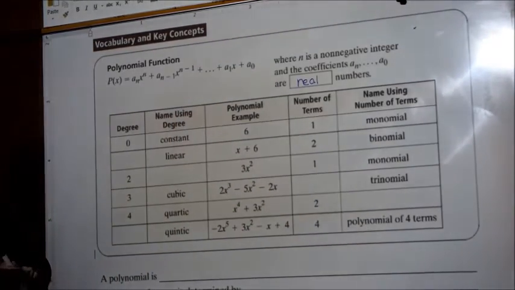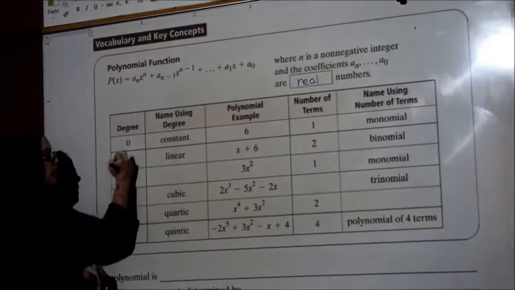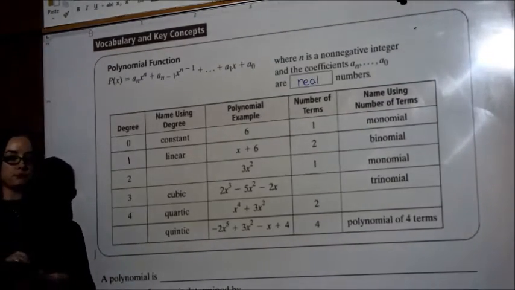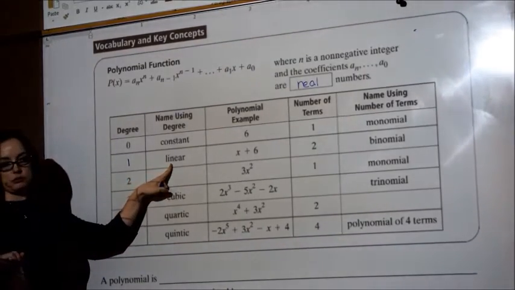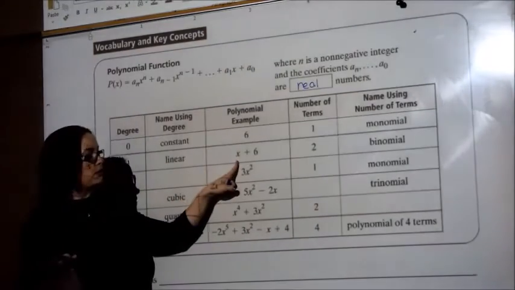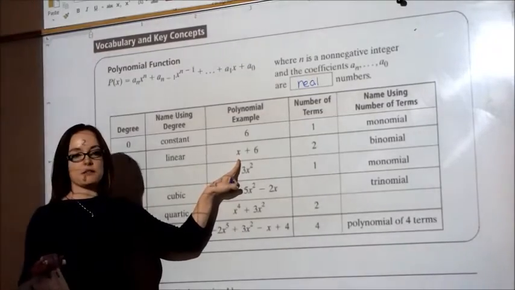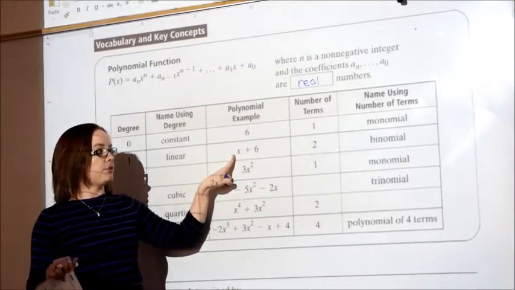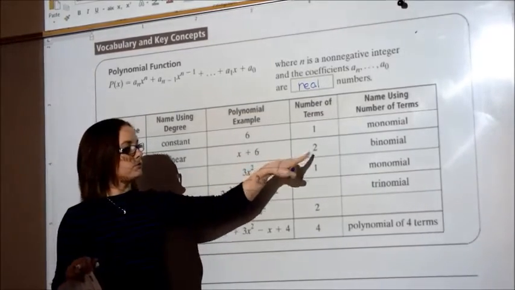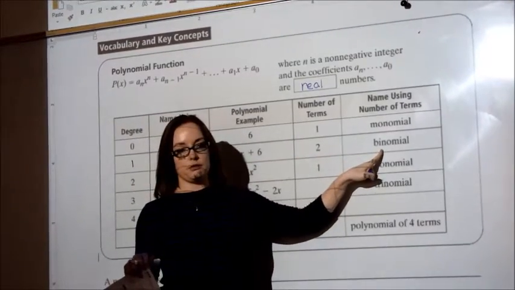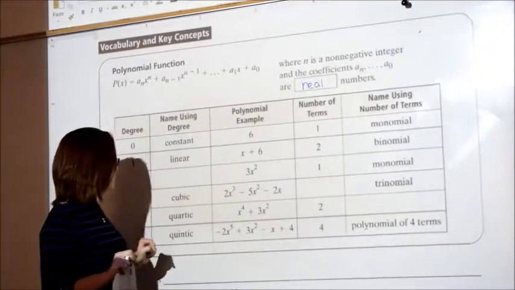Here, we're going to deal with degree 1. So the name for this would be linear. And the polynomial example for this is x plus 6. This is our example that we're using. In this case, there are 2 terms, 1, 2. And this is a binomial. This is what we would call this.